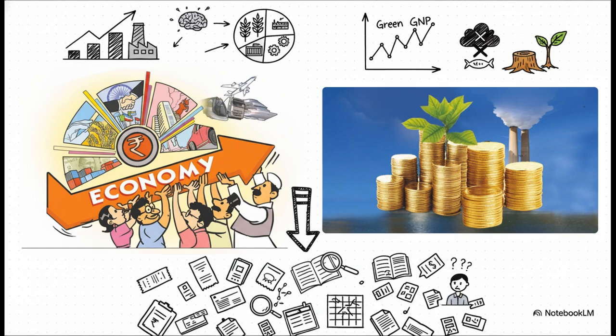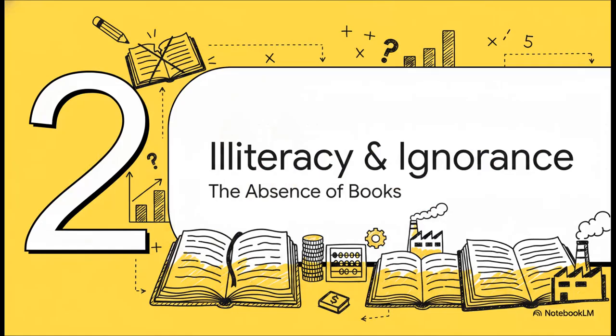And this is exactly where we abruptly pull you down from that ivory tower and throw you right into the trenches. Because out in the real world, the data doesn't come in neatly formatted spreadsheets. It comes with serious operational nightmares. Which brings us to Section 2, illiteracy and ignorance, the absence of books.